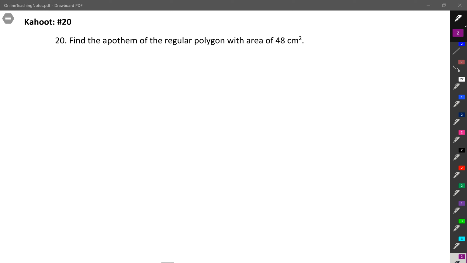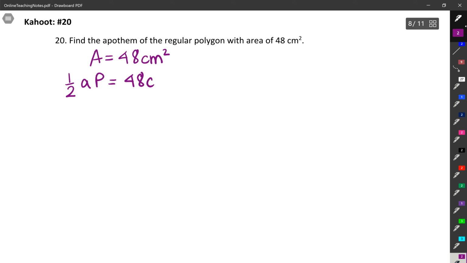So number 20, if you didn't get this one right, here's an explanation. It says find the apothem of the regular polygon with area of 48 centimeters squared. So I can say that the area is equal to 48 centimeters squared, and my area formula is 1/2 apothem times the perimeter is going to equal 48 centimeters squared.